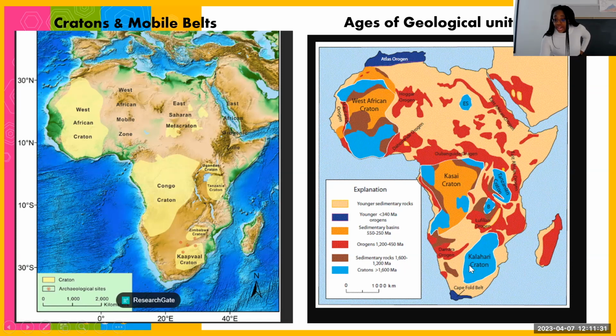As you can see, we have at least 3 completely untouched cratons. So they haven't been covered by any kind of younger sedimentary rocks, but they are surrounded by them. Again, Ghana lies about here. So we are lying straight on top of a craton that's over 1 billion years old.